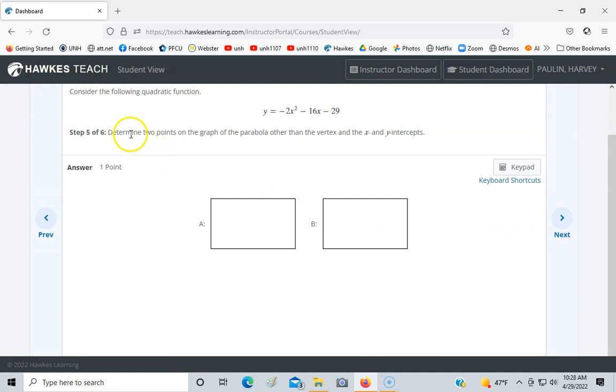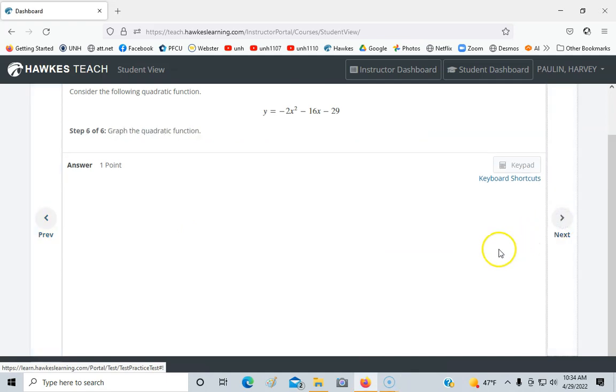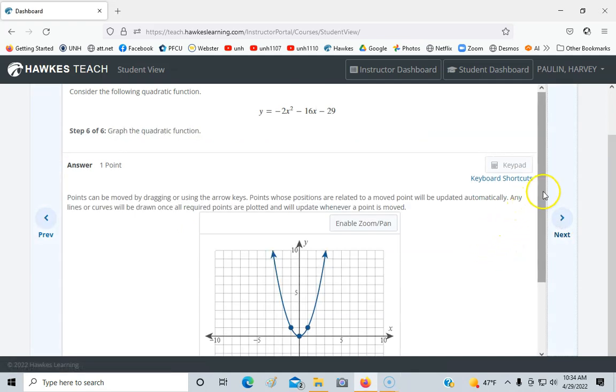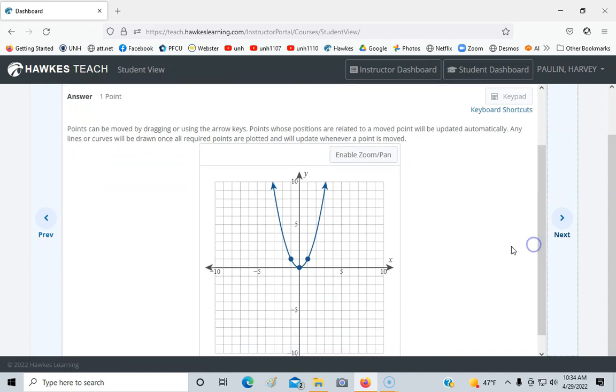Now, we have to determine 2 more points on the graph, and then we're going to graph this. So again, this is not things you're going to be doing until way after midterm, but we'll show you the tools at this time. So I've put these points in as ordered pairs, and now we're going to be asked to graph this. And this is the typical graph they give you for graphing a quadratic equation.